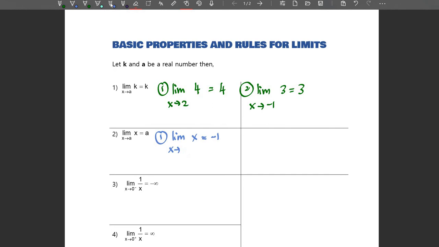I just want to write it better because it needs to be aligned, the way you write the limit. So the next example, let's say the limit as x approaches 4 of x. Here is x, so that means substituting 4 in x. We have it equal to 4, right?